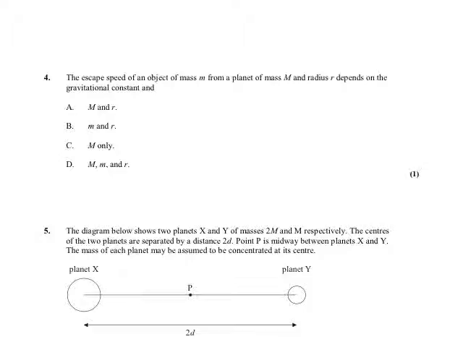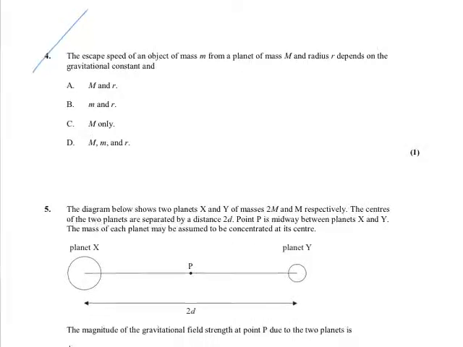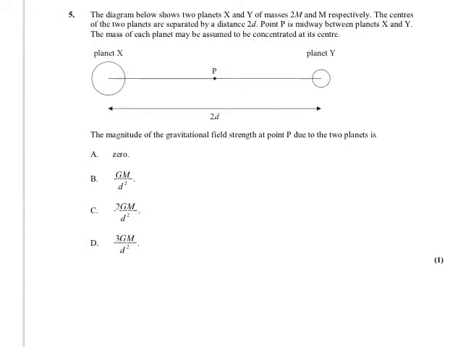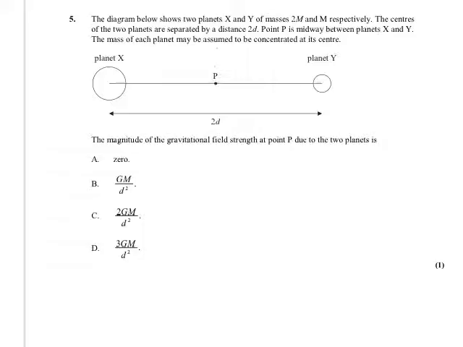Okay, this question is not in your syllabus. It's on the high level, so leave it for now. Number 5. The diagram below shows 2 planets, X and Y, of masses 2m and m, respectively. The centres of the 2 masses are separated by a distance of 2d. Point P is midway between planets X and Y. The mass of each planet may be assumed to be concentrated at its centre. Okay, so that's a given.